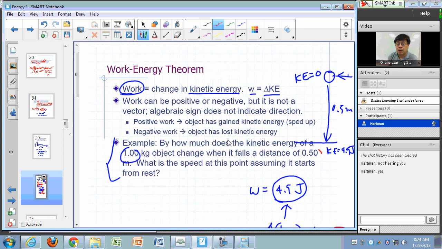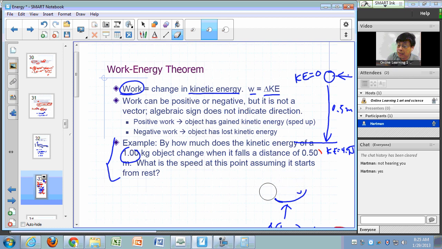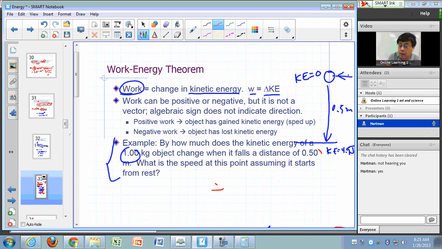Now, work can be positive or negative depending on how the force is related to the direction of motion, okay? But it's not a vector, because if your force is pointing this way, let's say, but your object is moving that way, you would expect your object to slow down, right?